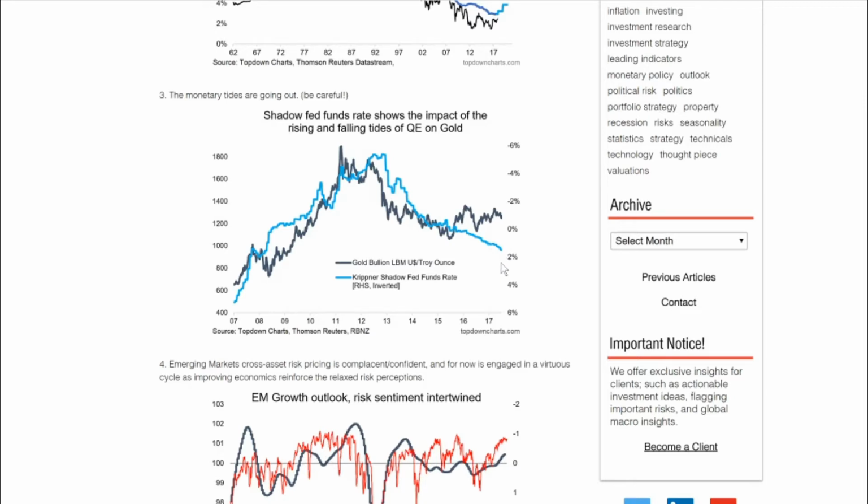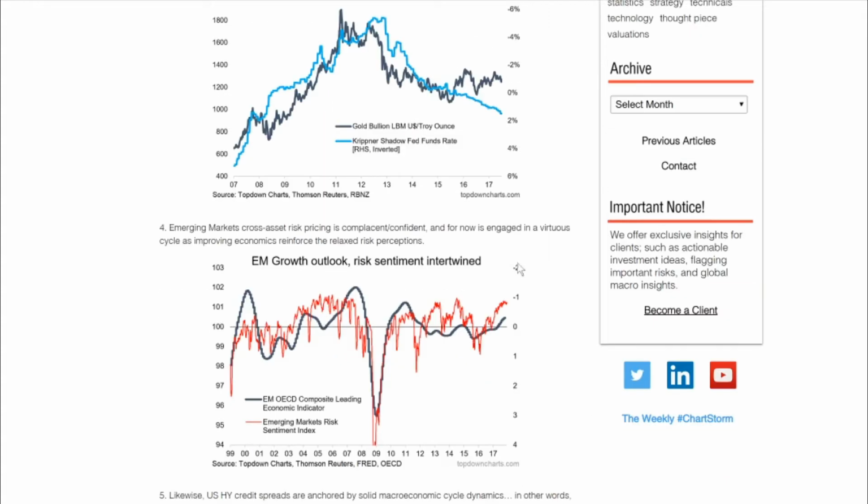So, all else equal, should the Fed funds rate continue to rise, should quantitative tightening continue as planned, that's going to present headwinds to gold, all else equal.